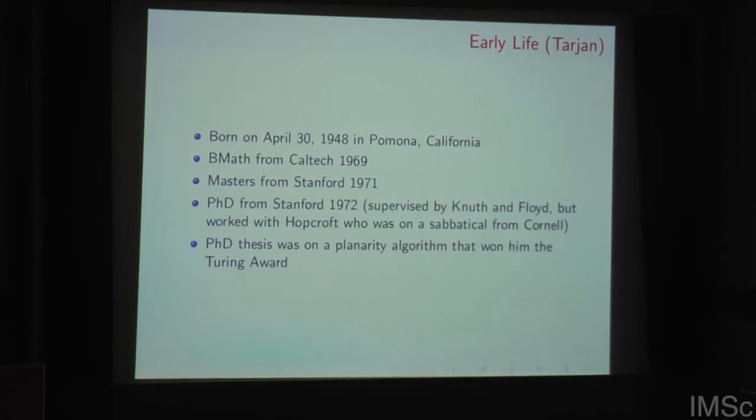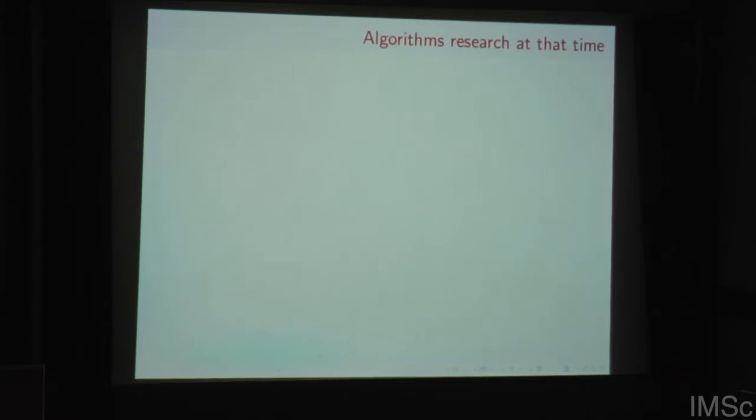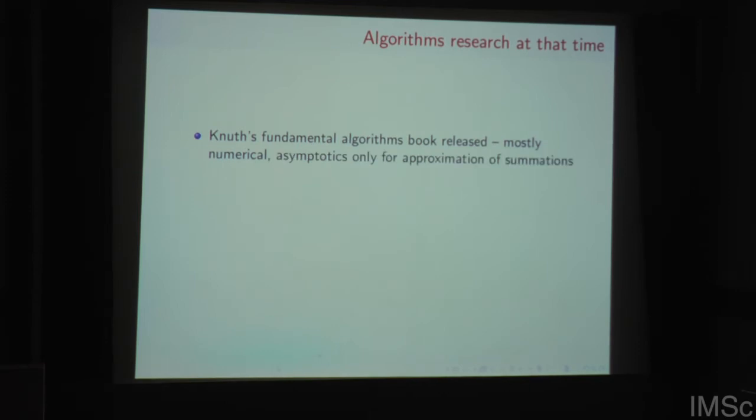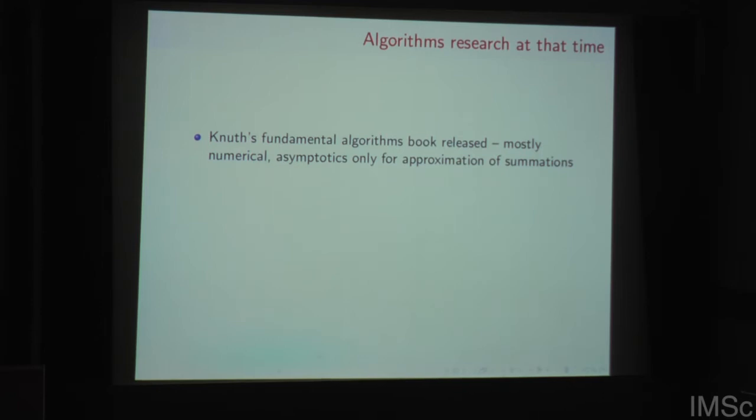So before I get to what he did, let me also tell you how algorithms research was at that time. Knuth's Fundamental Algorithms books were released. That was mostly about sequences, numbers, and asymptotics was only for computing some summation of series or something, right? And Knuth's style of analyzing algorithms, in his mixed language, he would analyze every little step, and he would say n this many steps and n square of this, that many steps, and he would add that big thing. And this was not very satisfying for Hopcroft and Tarjan for the kind of problems they wanted to look at.